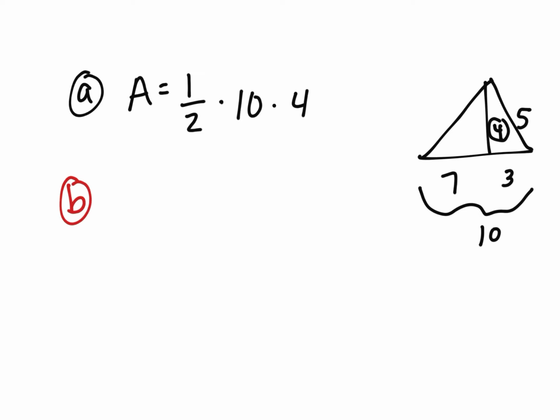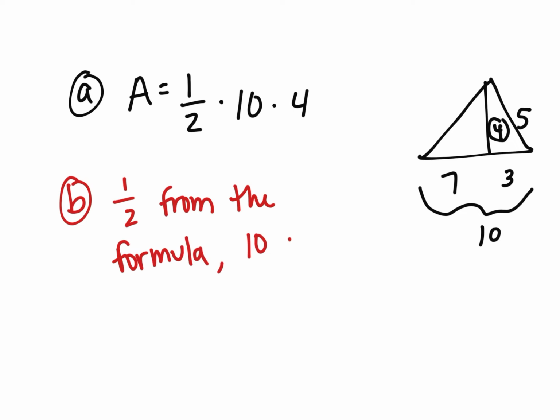In B, it says identify each part of your expression as it relates to the triangle. The 1/2 is from the formula, because a triangle is half the area of a rectangle. The 10 is the base. And the 4 is the height.